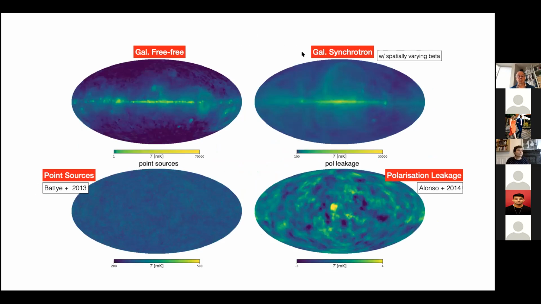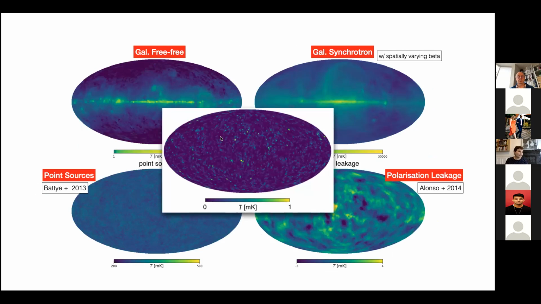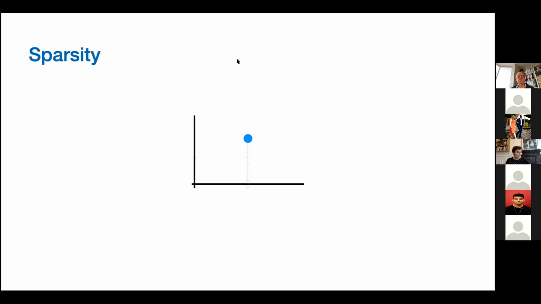So these are the components of our simulation. We have the emissions from the galaxy that we model with the Planck sky model, point sources, and this polarization leakage. And this is how the signal from 21 centimeter looks like in these same frequencies. And we try to perform the foreground cleaning using sparsity. So what is sparsity? A signal is sparse when it can be represented by very few coefficients. The usual example is the Fourier domain for waves. For a sine wave, you just need one number, the frequency, in order to describe it in Fourier domain. So the signal is sparse in the Fourier domain.